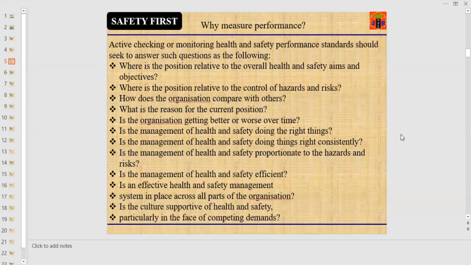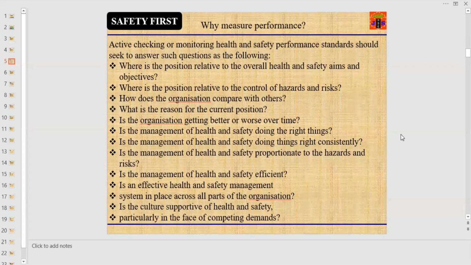Is the management of health and safety doing things right consistently? Is the management of health and safety proportionate to the hazards and risks? Is the management of health and safety efficient? Is an effective health and safety management system in place across all parts of the organization? Is the culture supportive of health and safety, particularly in the face of competing demands? So, these are a few of the questions we are going to measure the performance against.